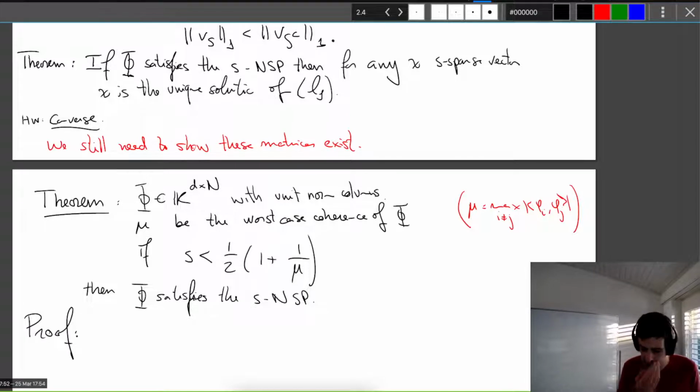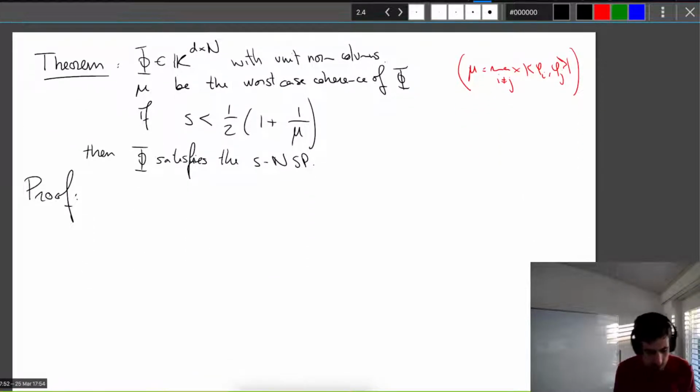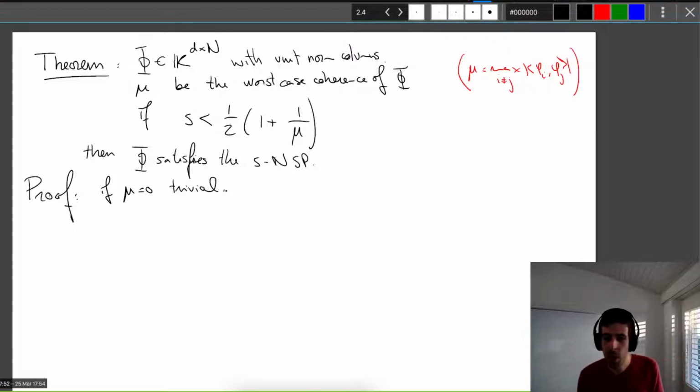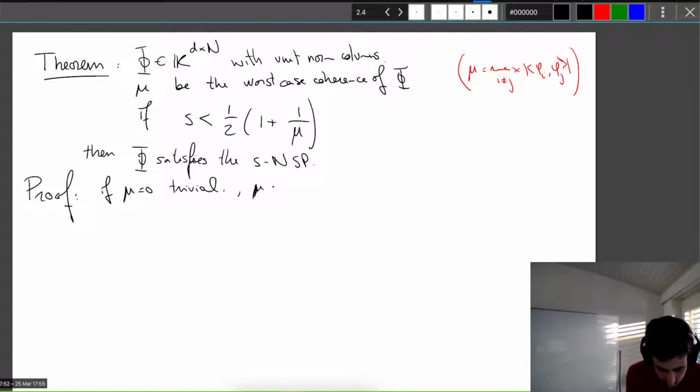Okay, so let's prove this theorem in the last 6 minutes. It has a nice simple proof. If mu is 0, this is easy. It's trivial, because all the columns are linearly independent. There's nothing to do. So let's focus on mu bigger than 0, so that we're not dividing by 0, which would be a bad idea.